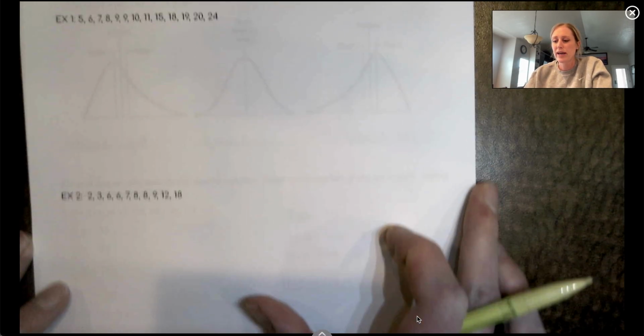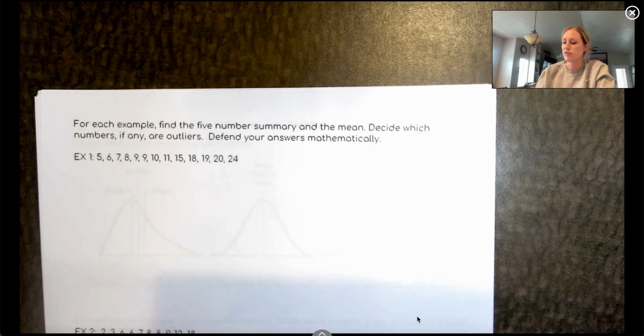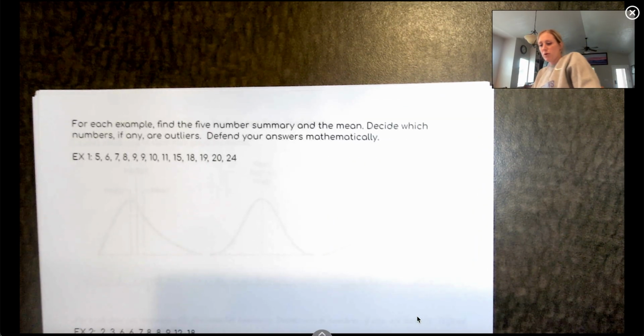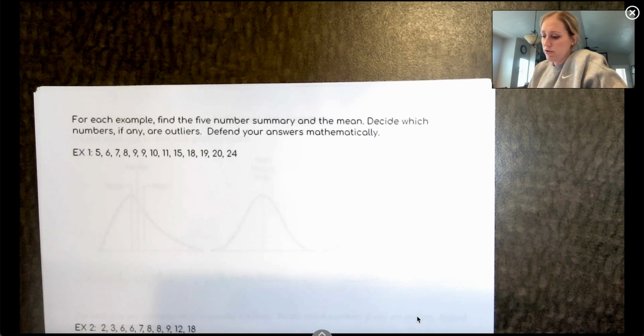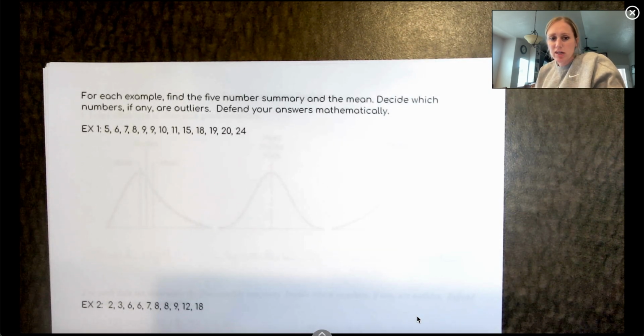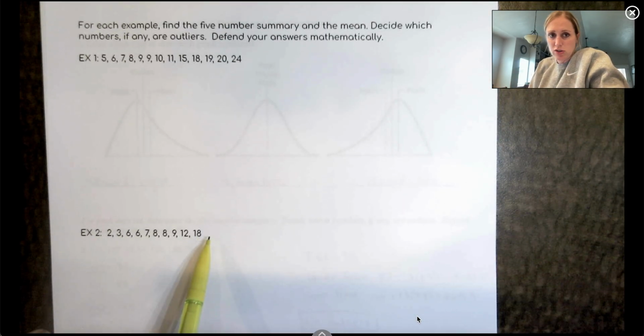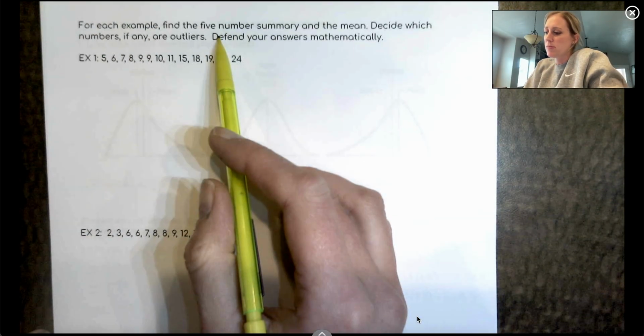Okay, we're going to do this first one by hand, and then the second one I'm going to use Desmos, you guys. Okay, so here's what I am going to do. And actually, I'm going to do example 2. So if you're given the option, you guys, the ones that have smaller data sets, that's a little easier to find by hand, right? The bigger the data set, technology is a great tool. All right, so I'm going to do this one by hand just to remind you. So we're asked to find the 5 number summary and the mean, decide which numbers are outliers if we have any, and then defend your answers mathematically, meaning basically show your work for how you decided if something is an outlier or not. Okay, these are already in order, which is great.